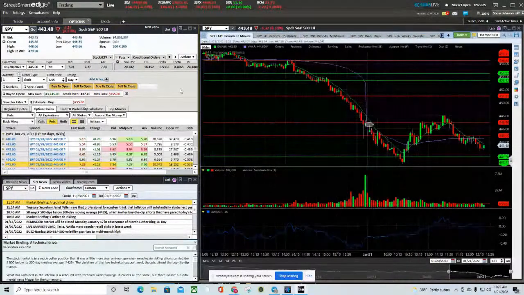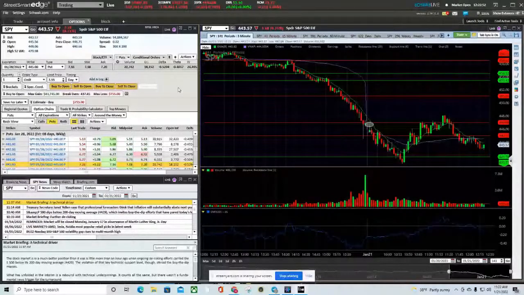Every time the underlying stock moves $1 in your favor, you're going to be making about $50 per contract, because it's on a multiple of 100. You're leveraging 100 shares basically.